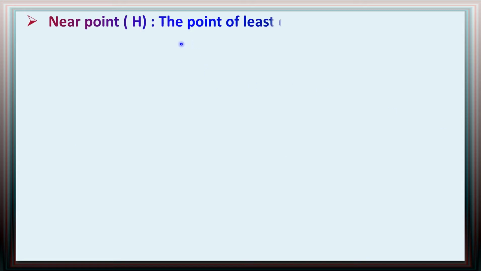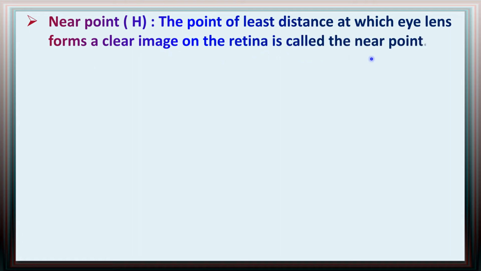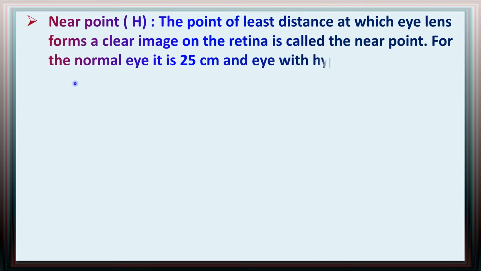Here I am writing the definition of near point. The point of least distance at which the eye lens forms a clear image on the retina is called the near point. You know, for the normal eye it is 25 centimeters, and for an eye with hypermetropia it is more than 25 centimeters.